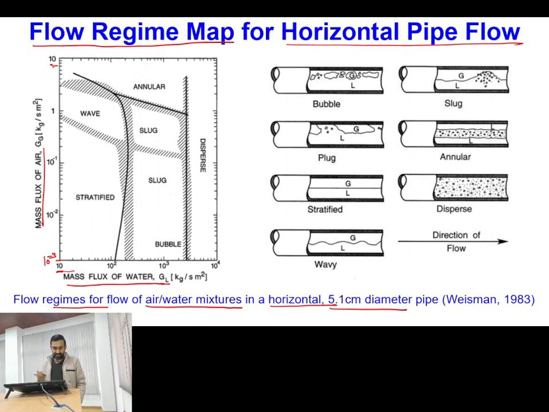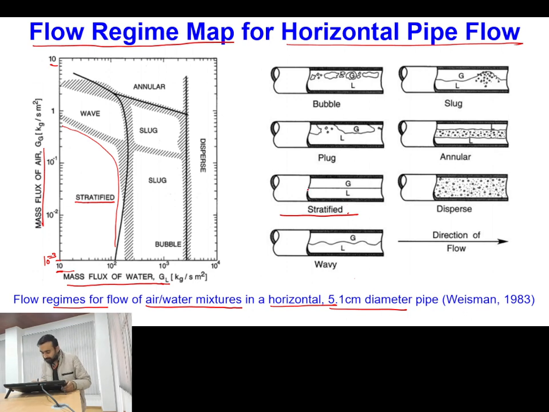So if you see the first case, when your liquid as well as the gas mass flow rates are very small, particularly this portion, whatever the phase distribution we have, we will call that phase distribution stratified. Stratified is the simplest phase distribution. So you can see that this is nothing but my stratified phase distribution.